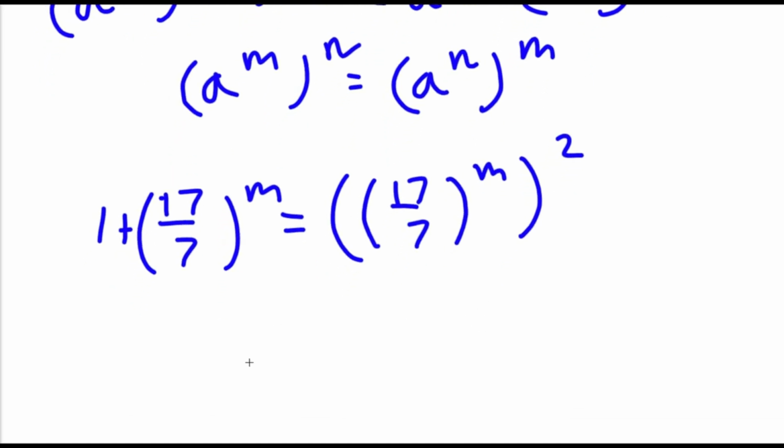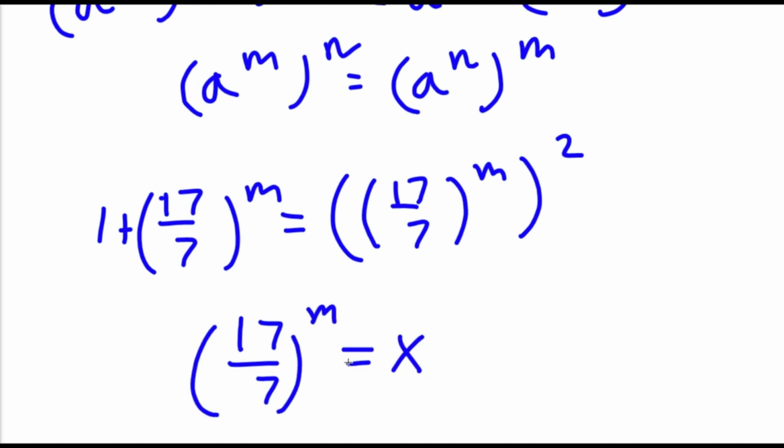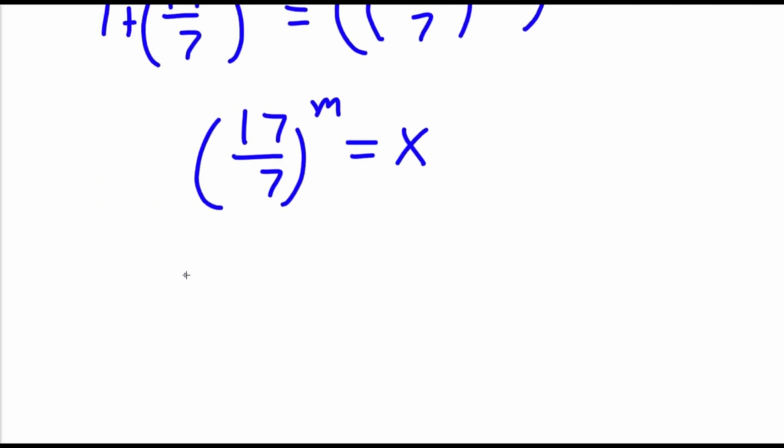Now I'm going to let (17/7) to the power of m equal x. So now I have 1 plus x is equal to x squared.